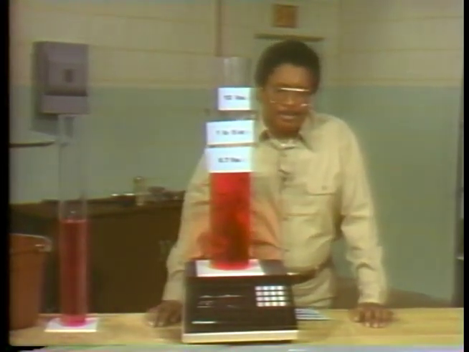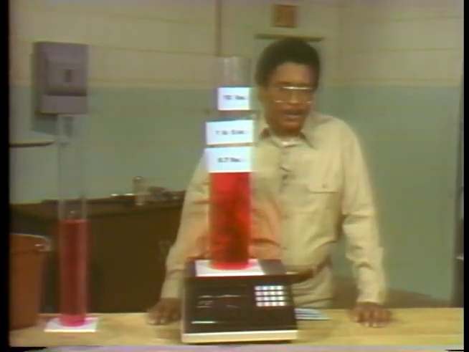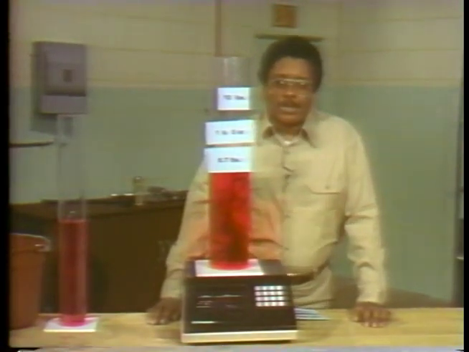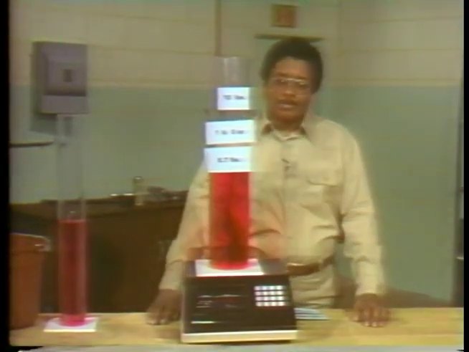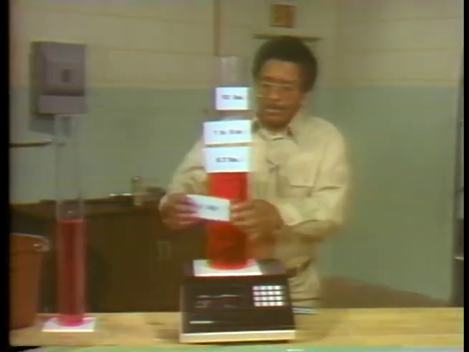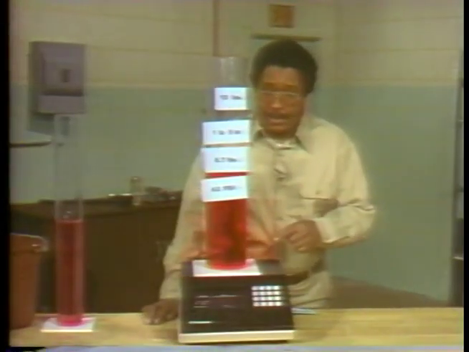Since that 8.7 pounds is exerted over an area of 20 square inches, we divide 8.7 by 20 in order to get the pressure expressed in pounds per square inch. Doing the math, we get approximately 0.43 pounds per square inch. And this is the pressure on the bottom of this container.